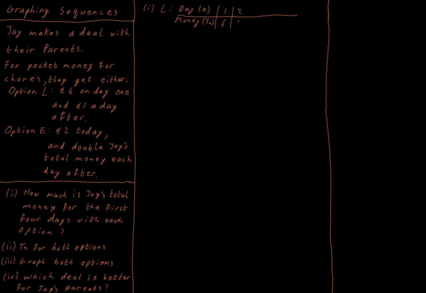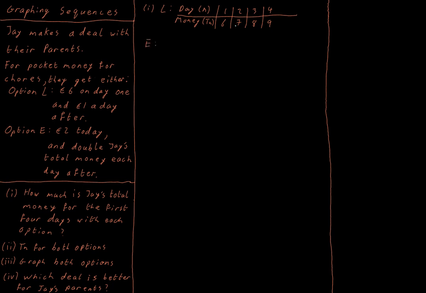On day two, they get €1 more, so they have €7. On day three, they have €1 more, they have €8. And on day four, they have €1 more, they have a total of €9. So that is our situation for option L. Now, what does option E look like? And again, a table can be helpful.